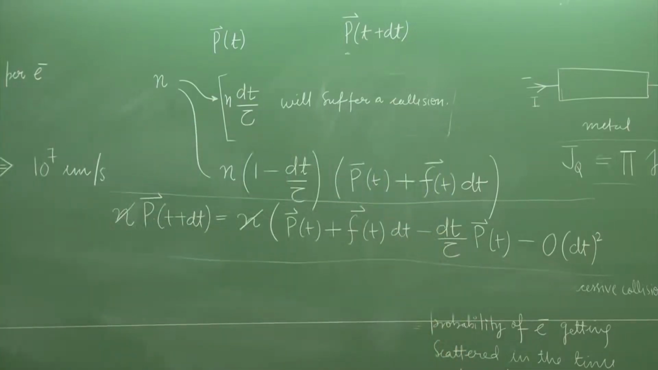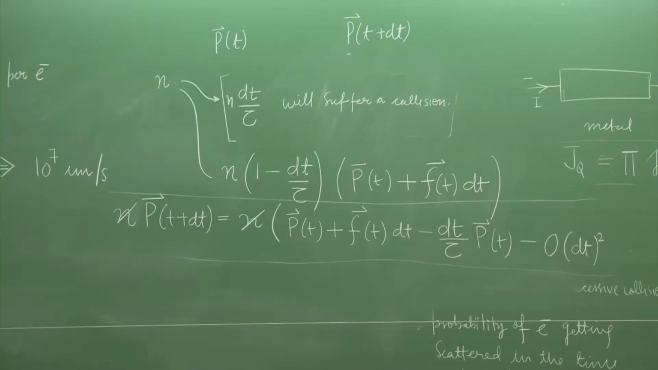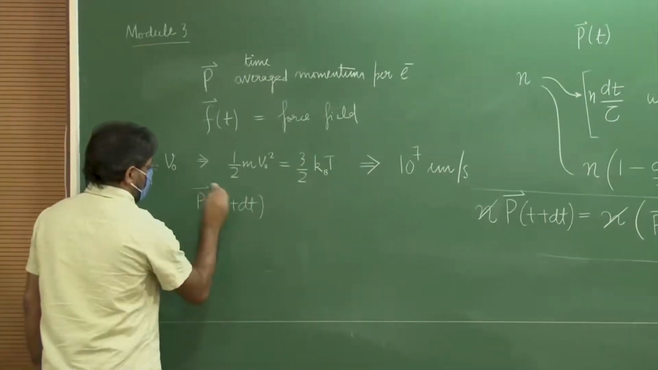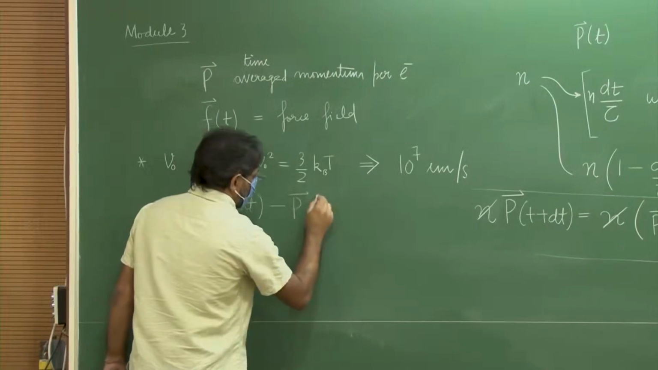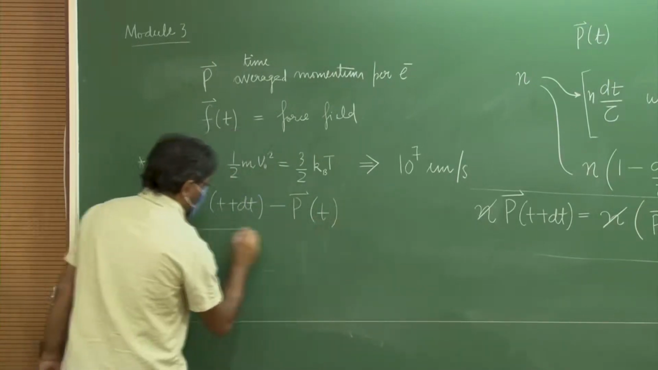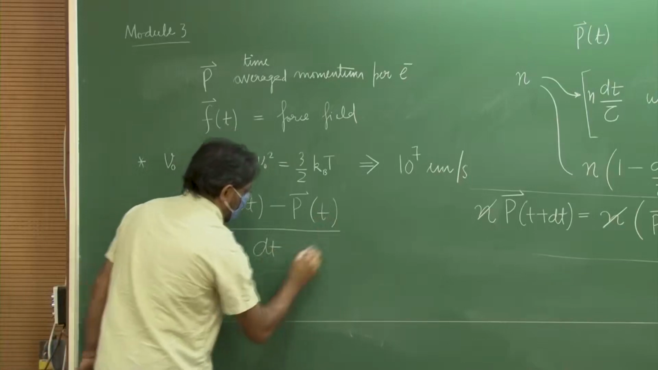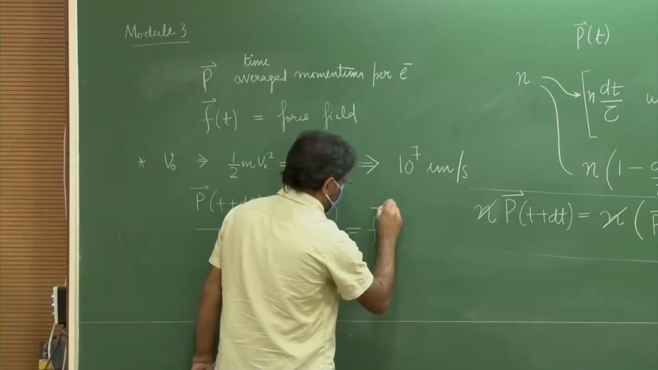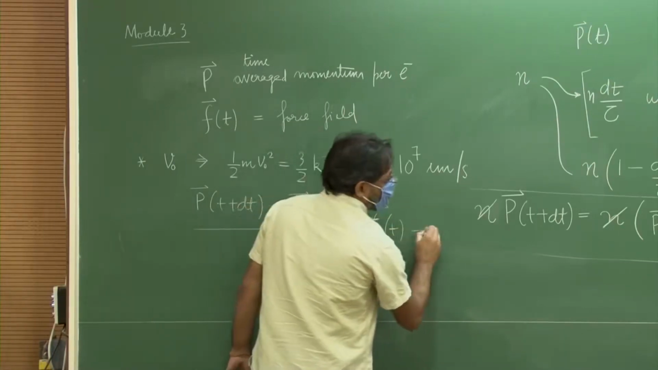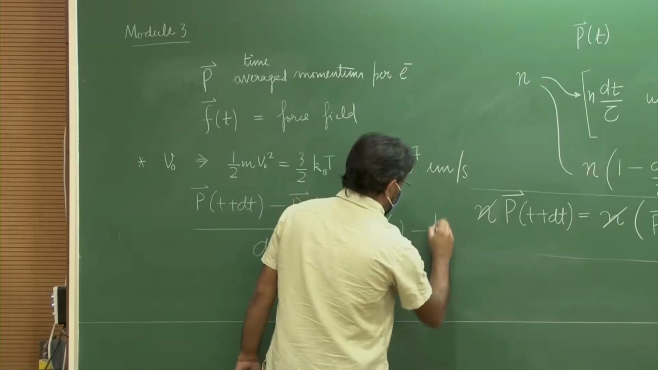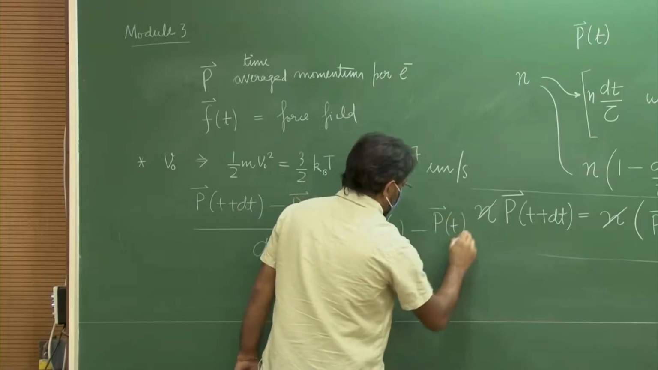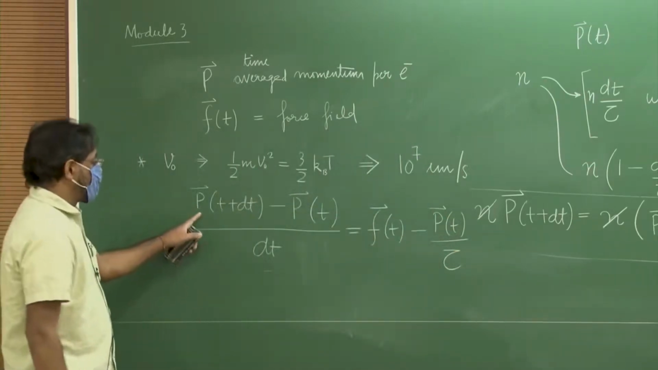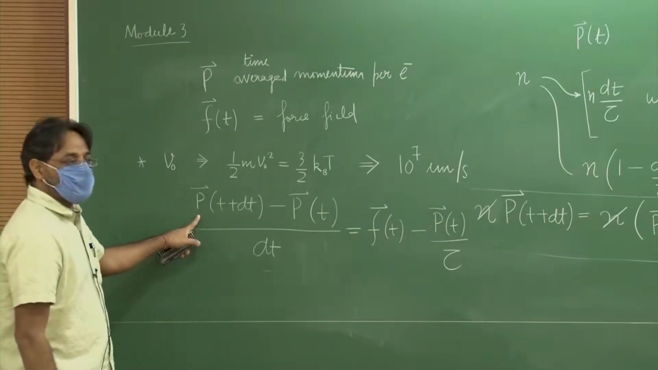So what you are going to get then is p(t plus dt) minus momentum at time t, divided by dt, is equal to f(t) minus p(t) by tau. Is that right? Now this is nothing but the derivative of p with respect to t. This is dp/dt, right?